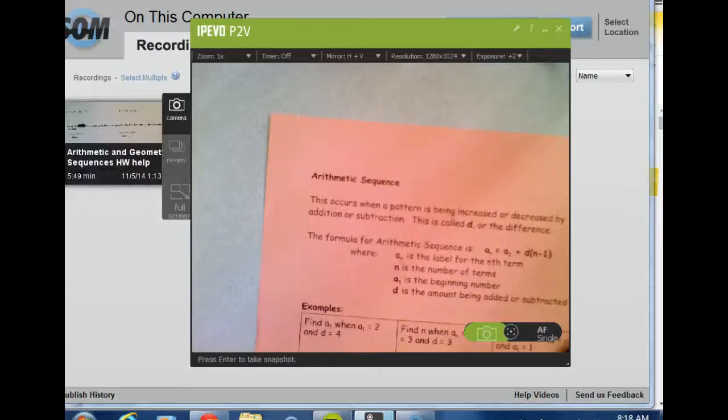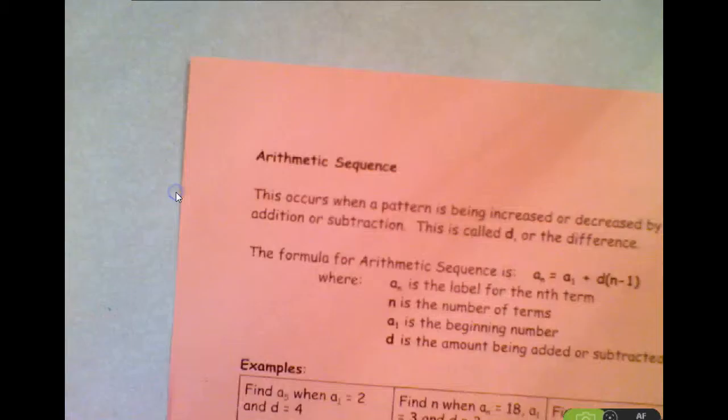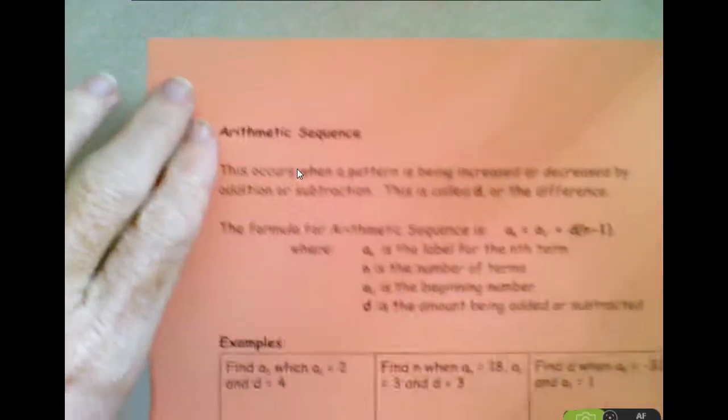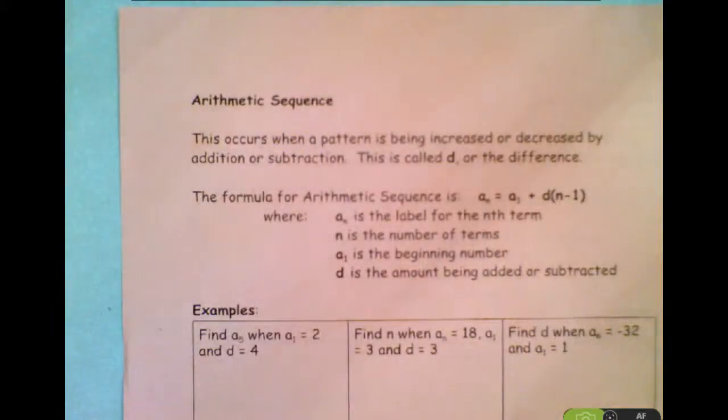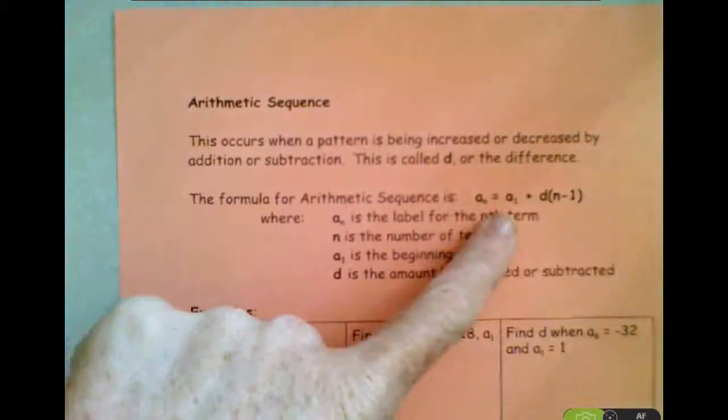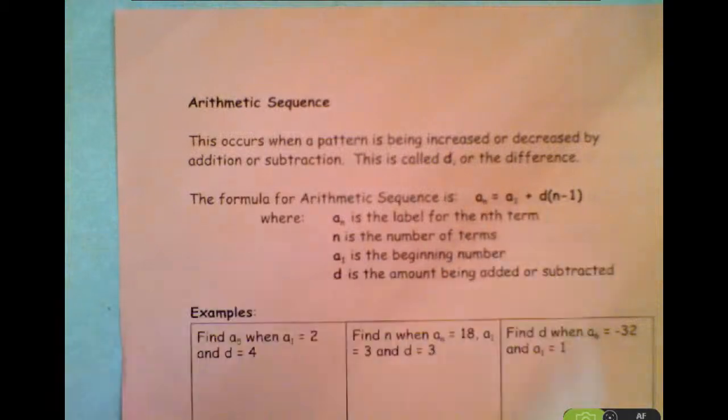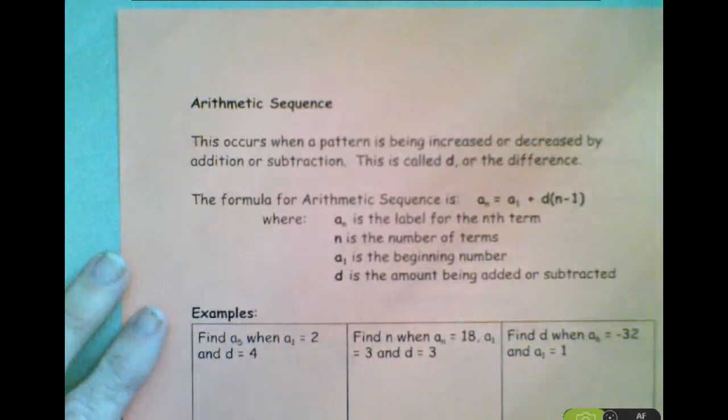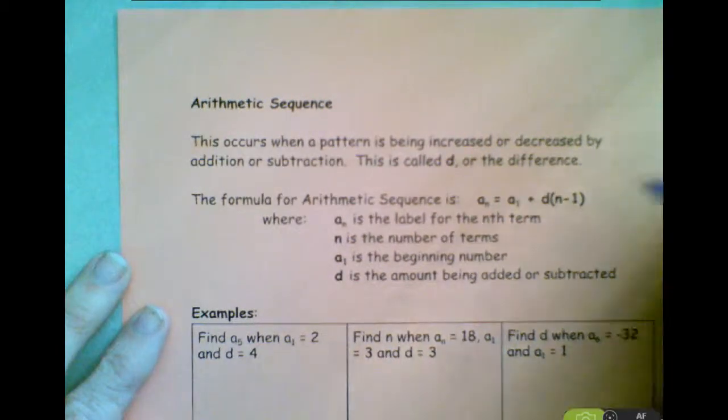Okay, so we're doing notes for arithmetic sequence, and there's actually a formula that goes with arithmetic sequence and geometric sequence. So this is our formula right here. An equals A1 plus D times N minus 1. An is more like a label. It can have a value, but it just means A for the nth term. So A7 would be the 7th term, A10 would be the 10th term. So it means the 10th line out, what number is sitting on that line, okay?